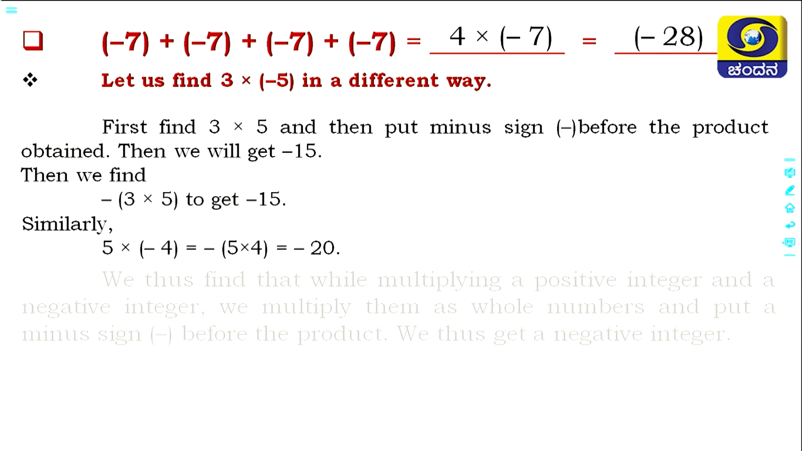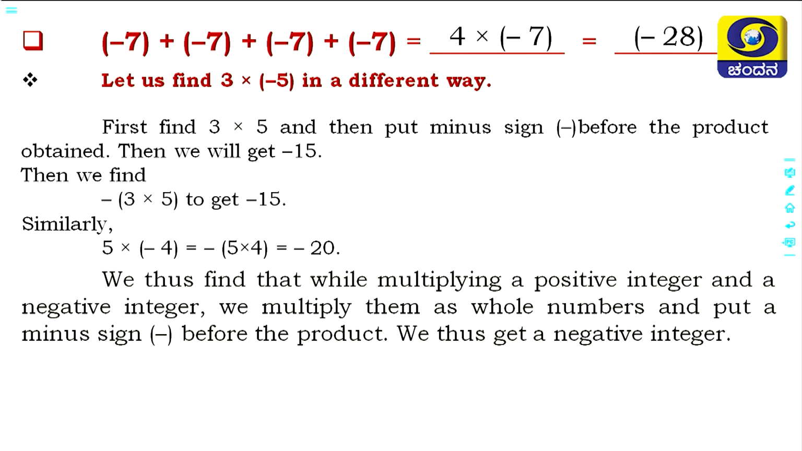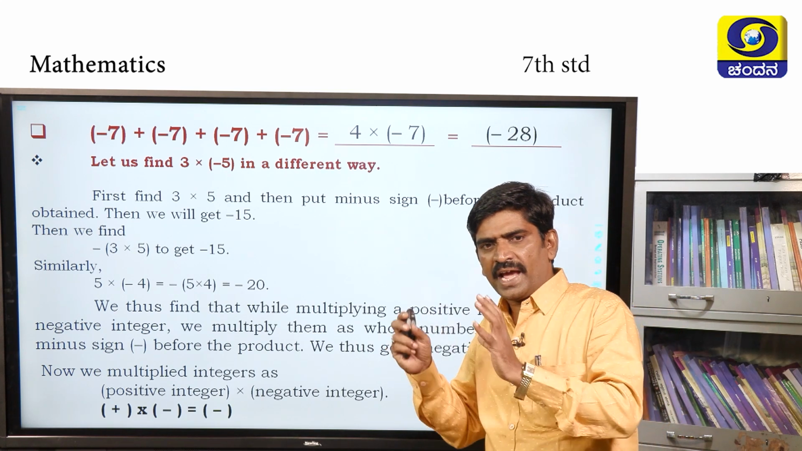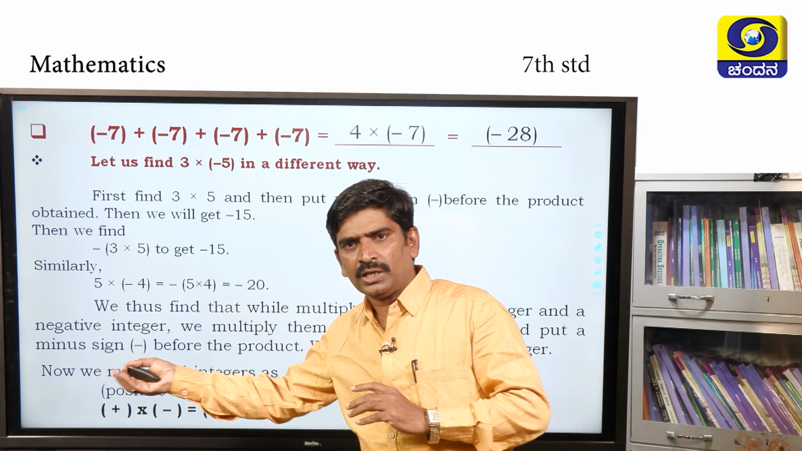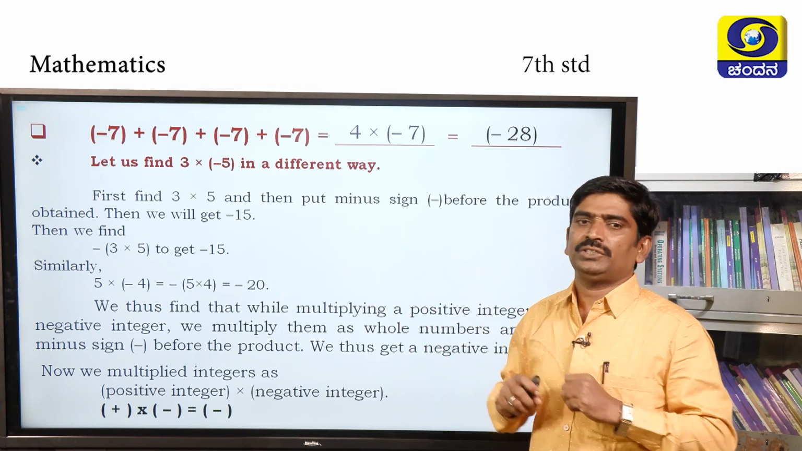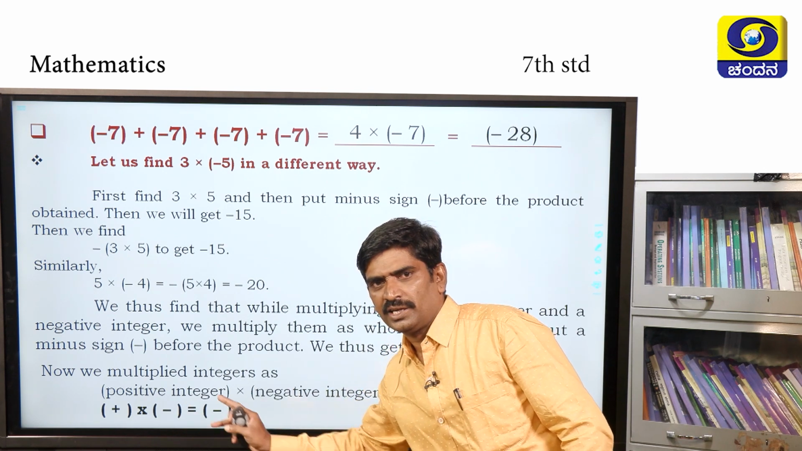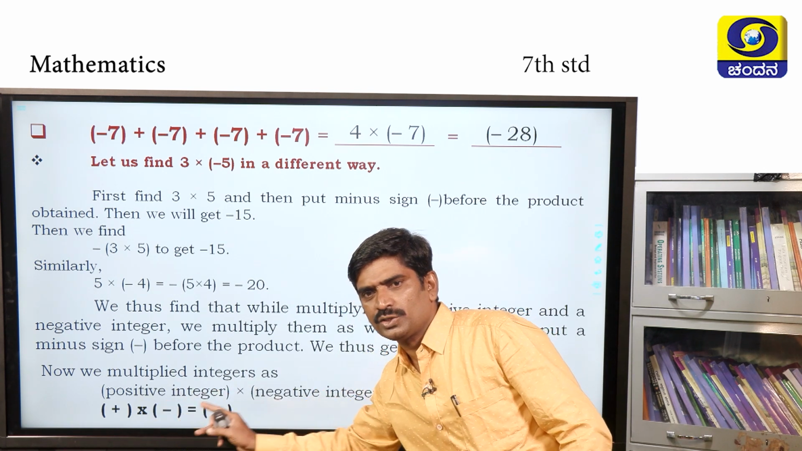We thus find that while multiplying a positive integer and a negative integer, we multiply them as whole numbers and put a minus sign before the product. We thus get a negative integer. So, a positive integer into a negative integer gives a negative integer. Plus into minus is equal to minus. That means positive into negative is equal to negative.